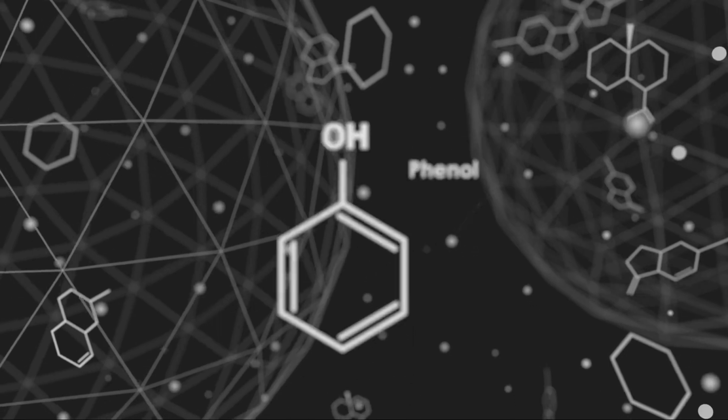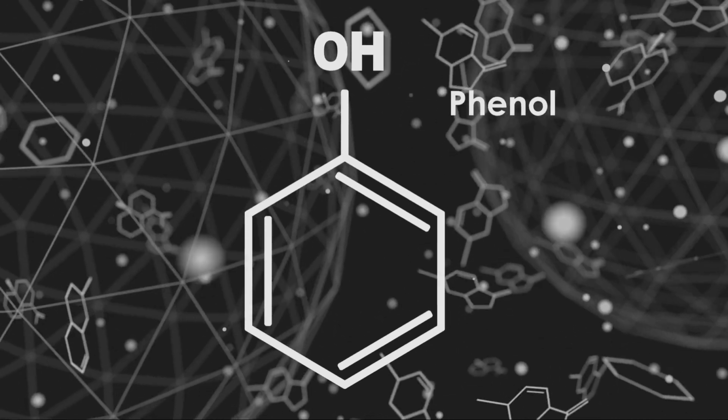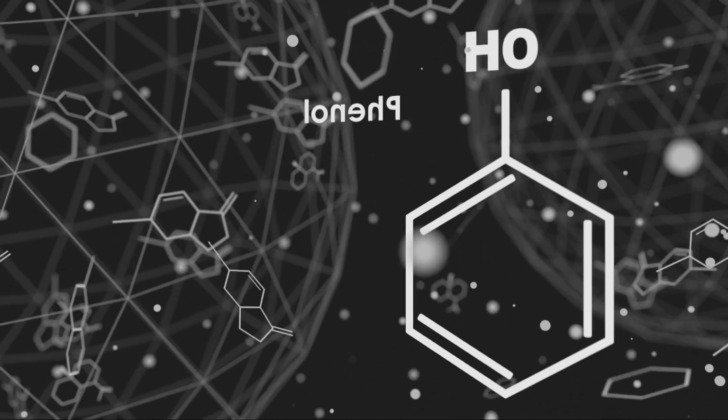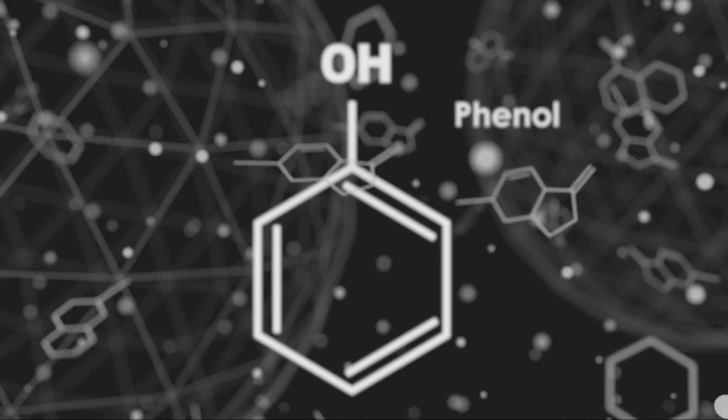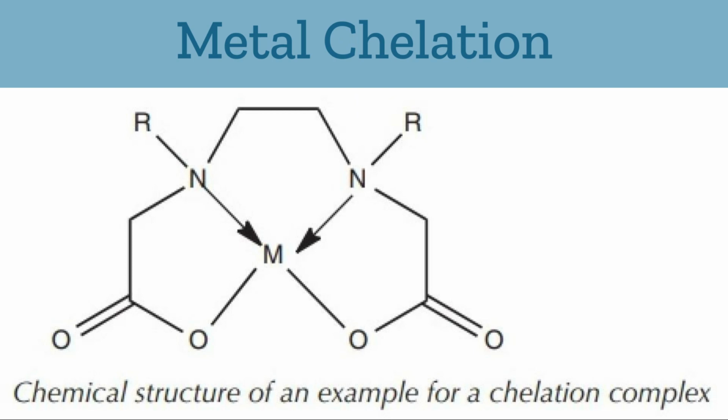Phenolic compounds have the capacity to act as hydrogen donors or to chelate metal ions such as iron and copper, inhibiting the oxidation of low-density lipoproteins. First, I'm going to talk about metal chelation. Metal chelation is a mechanism of antioxidants to reduce oxidative stress. This involves reducing the formation of reactive oxygen species by chelating metal ions.